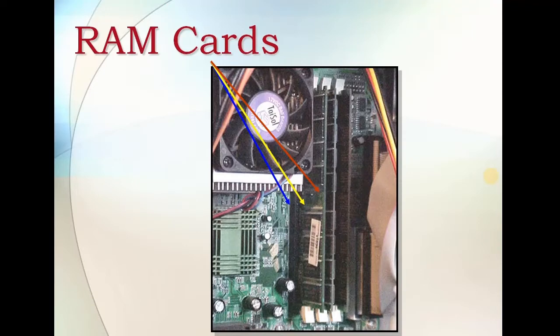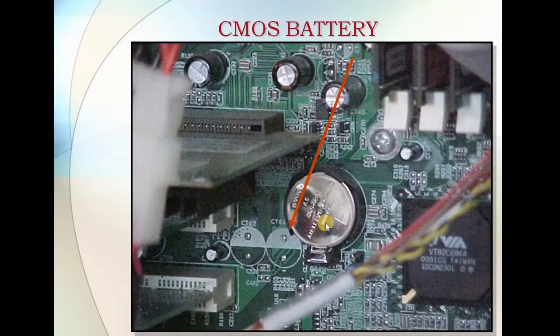Again, these are some RAM cards we can see, and then we have this CMOS battery. It basically stands for complementary metal oxide semiconductor, and it is used for the starting of the computer system. When we turn on the system, it is used to store information like the time and date. So all this information will be present on this CMOS battery. It maintains all the information regarding the date and time.